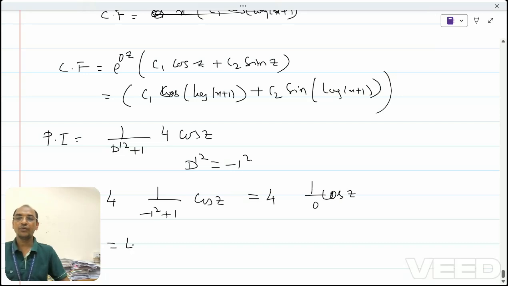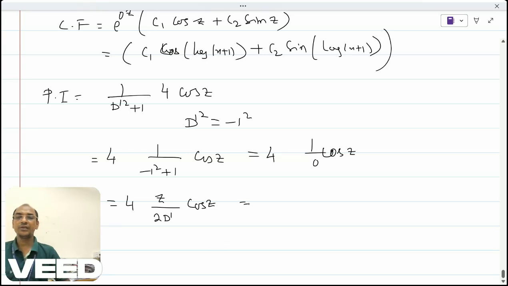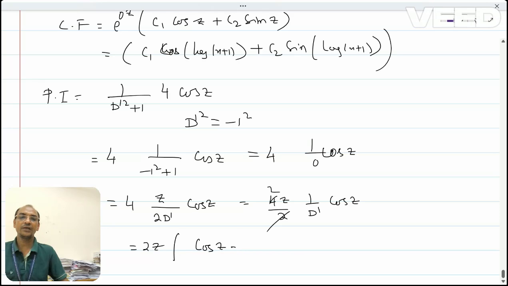So what we will do? 4 will be as it is. We will multiply by z, and we will differentiate the denominator with respect to D dash. This is equivalent to 4z divided by 2D dash, cos z. 1 by D dash means integration with respect to z. So we will have 2z, since 4 divided by 2 is 2, and integration of cos z dz. Integration of cos will be sine, and so we can have 2z sin z.